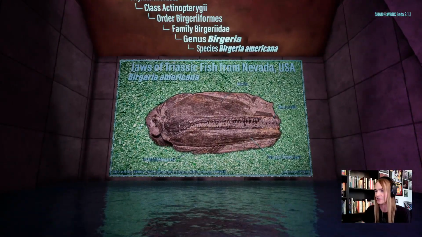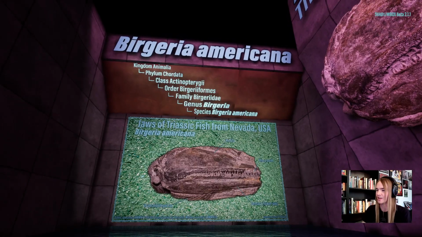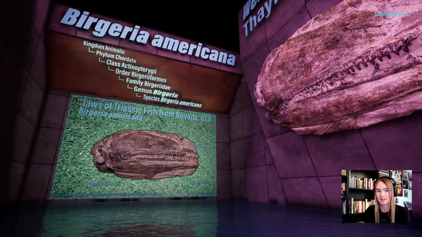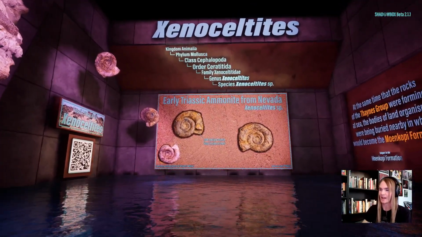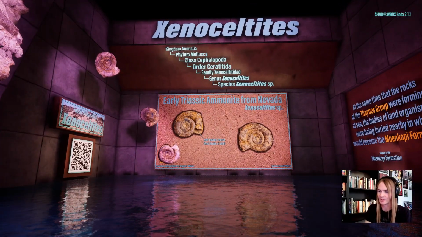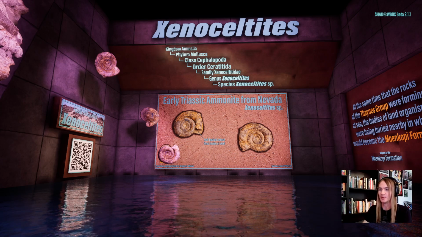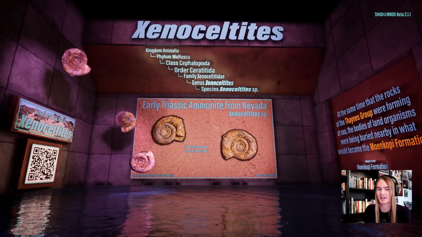Here's a photograph that I took of the specimen, and over here you can look at the breakdown of where it lies in the family tree. So this is what the exhibit was originally built around, and what's new in this update, if you turn around over here, is our first Triassic Ammonite. So this is actually one scan, but you can see it in a couple of different orientations here. And it's an ammonite called Xenoceltites.